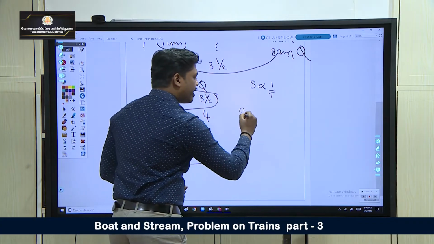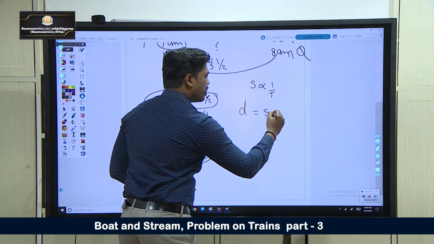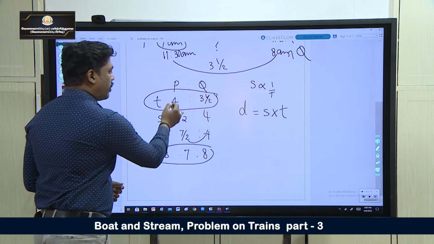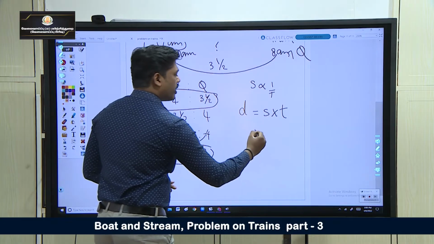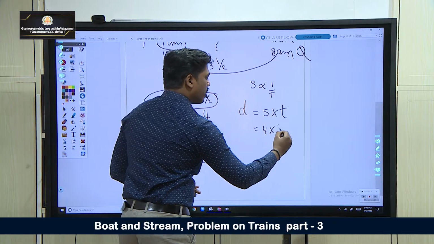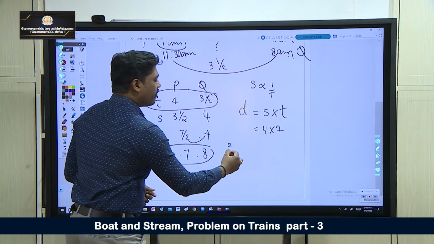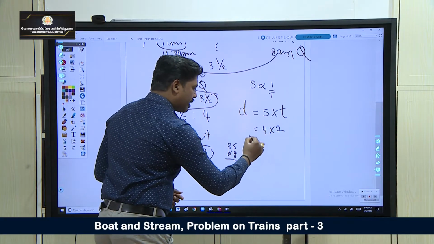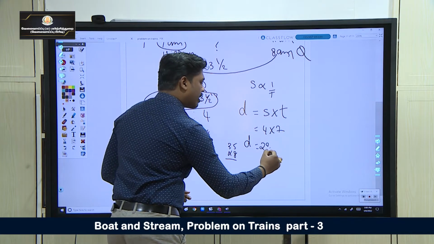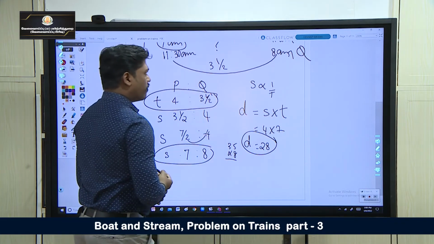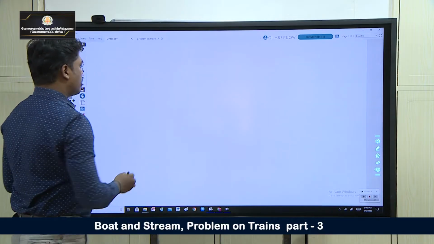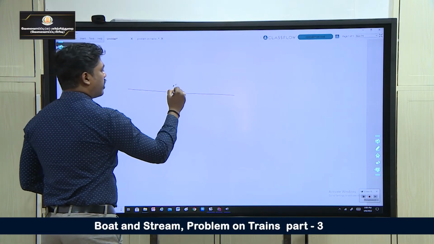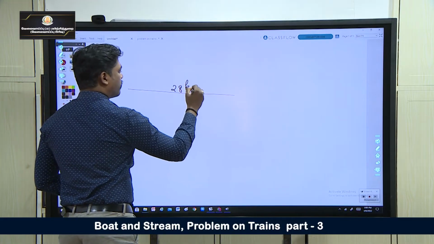So what is distance here? Distance is equal to speed into time. Just multiply here, speed into time. 4 into 7, you will be getting 28, or just multiply 3.5 into 8, you will be getting the same 28. So the distance here is 28. Let us assume the distance as 28 kilometer.